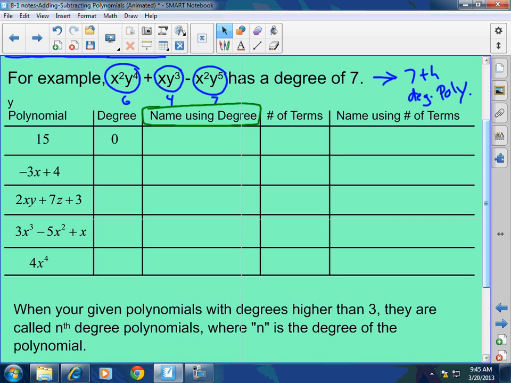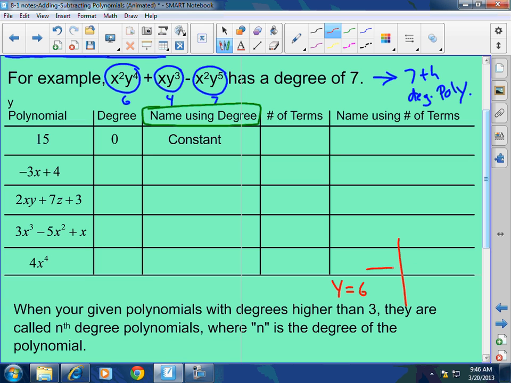The name of a 0 degree polynomial, guys, is called a constant. It's constant because it doesn't change. You have no x to manipulate it. You have no y to manipulate it. You just have one value forever. A constant would be something like y equals 6. Do you remember the equation y equals 6, where here's the 6 and it goes like this forever? Isn't the y value constantly 6 here? Hence why it's constant. Does that help make that connection, guys?